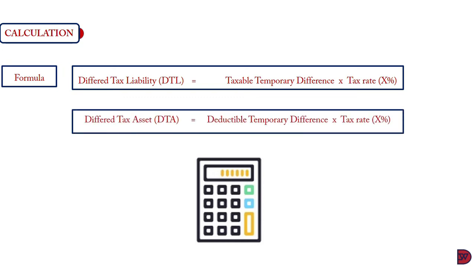Deferred tax asset, on the other hand, is when the deductible temporary difference is multiplied by the tax rate. Here, the tax base of the asset is more than the carrying value at a particular period. So you'll be enjoying tax relief, or tax credit, or lesser tax payment when you are recovering the carrying amount of the asset or the liability.